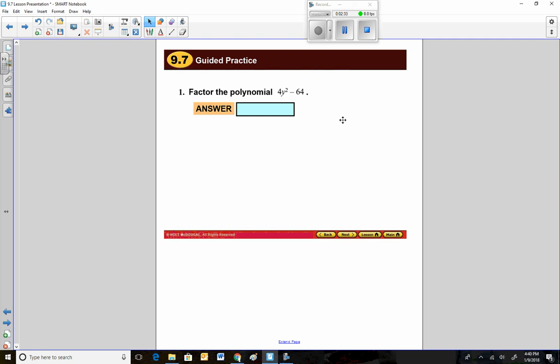Welcome back. Let's see how you did. Square root of that is 2y, square root of that is 8. So we have 2y minus 8, 2y plus 8.